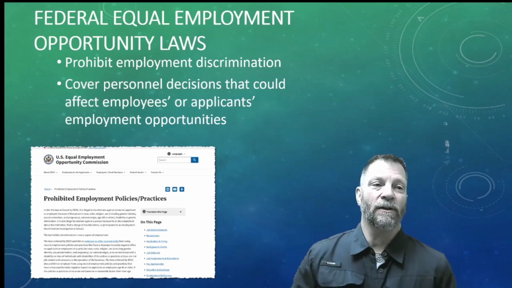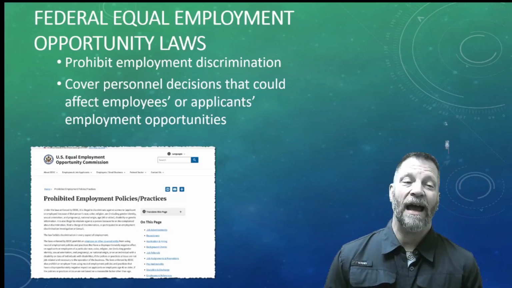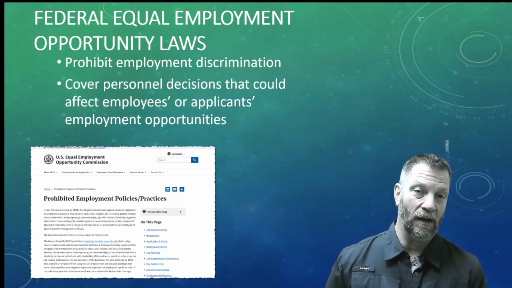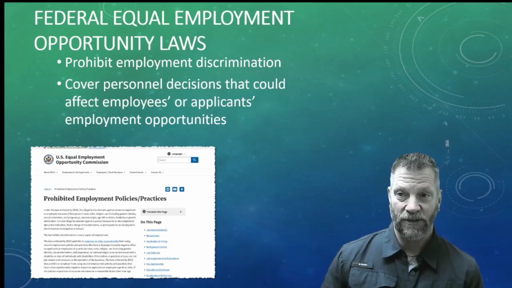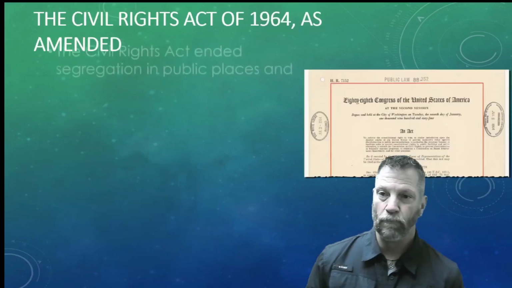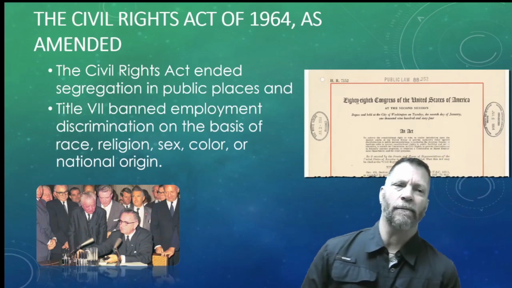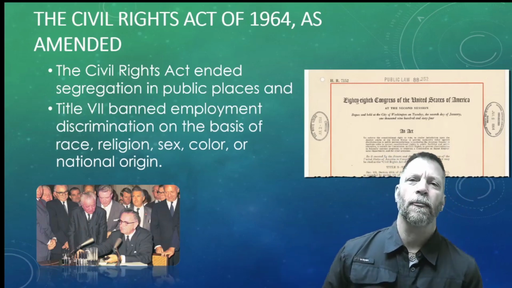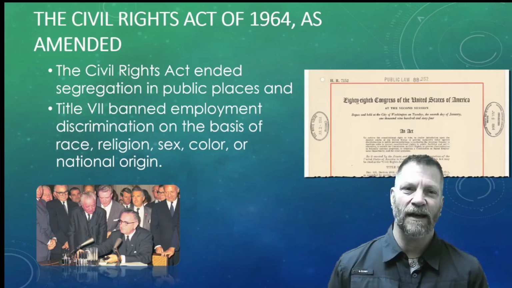So these laws cover personnel decisions that could affect employees or applicants' employment opportunities. So those folks out there filling out an online application, they're protected against unlawful employment discrimination and harassment just like you are. So the first of the federal laws we're going to talk about is the Civil Rights Act of 1964. And naturally, it's been amended. Most of our laws have been amended at some point in time.